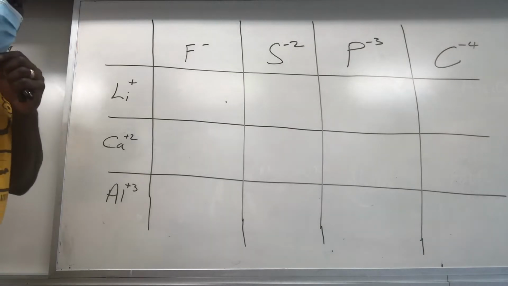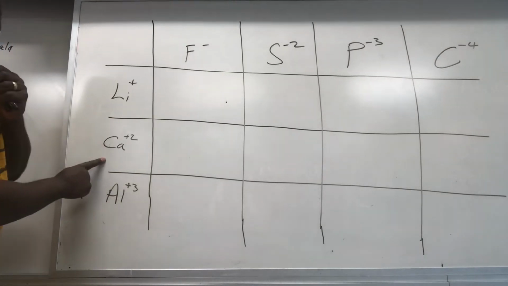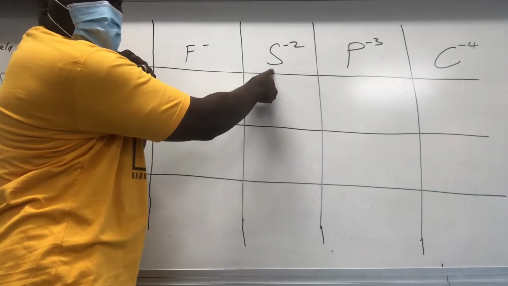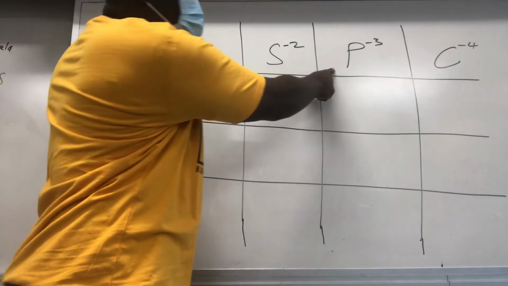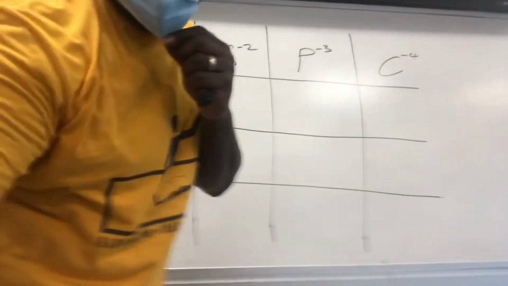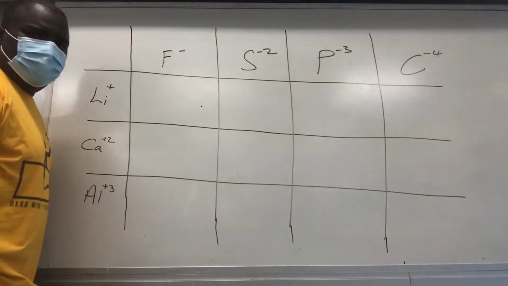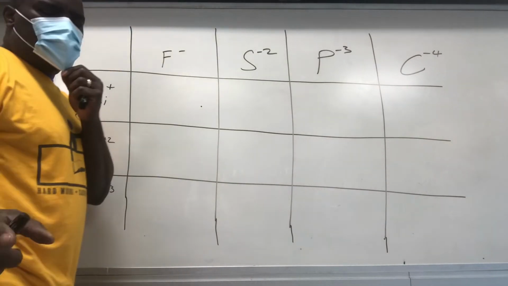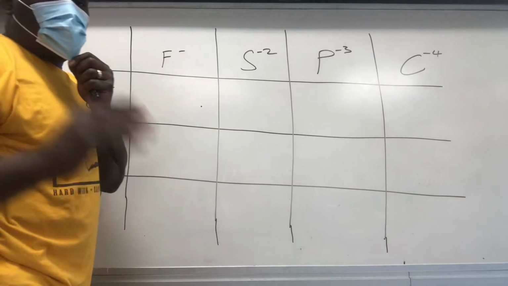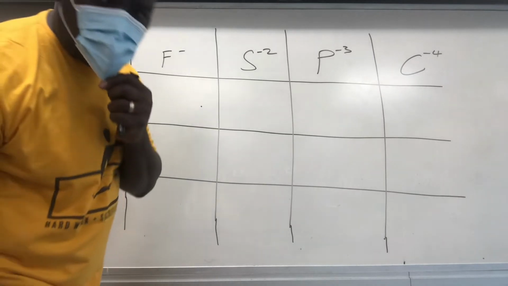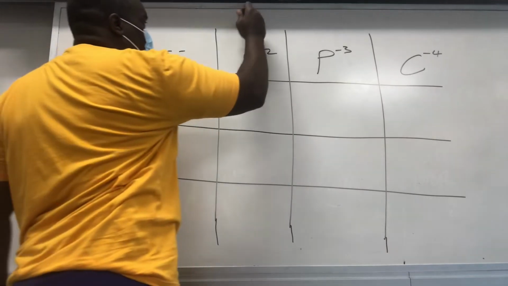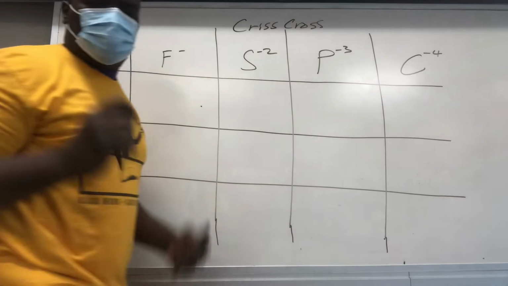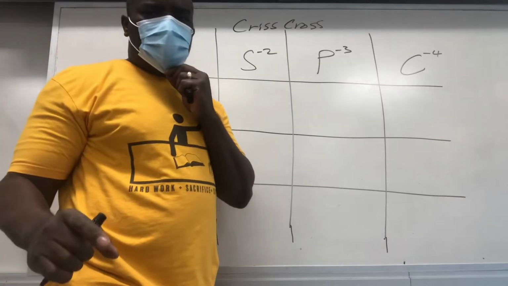Okay, so here I have lithium, calcium, and aluminum, and over here I have fluorine, sulfur, phosphorus, and carbon. Let's put it back a bit. So what we do, guys, when we write the formulas, all you have to do, folks, is something called the criss-cross method. All you're doing is switching the number of the charge.